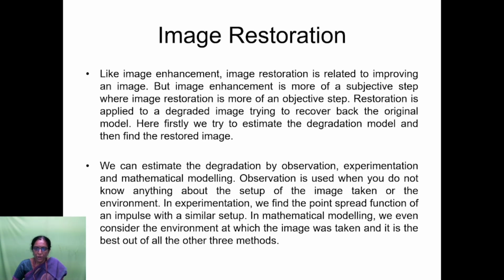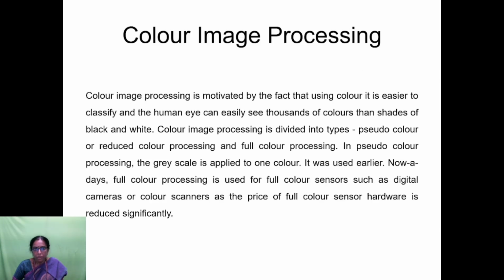Observation is used when you do not know anything. In experimentation, we find the point spread function with an impulse using a similar setup. In mathematical modeling, we even consider the environment in which the image was taken, and it is the best out of all the other three methods.